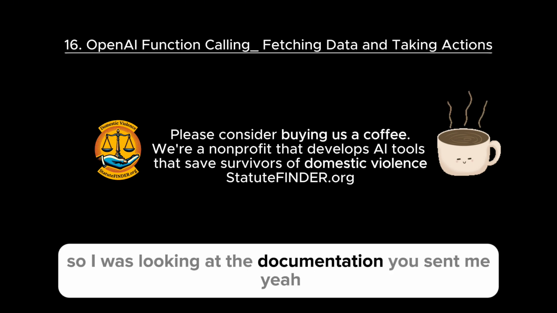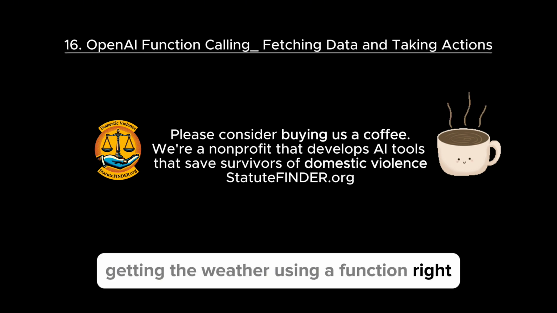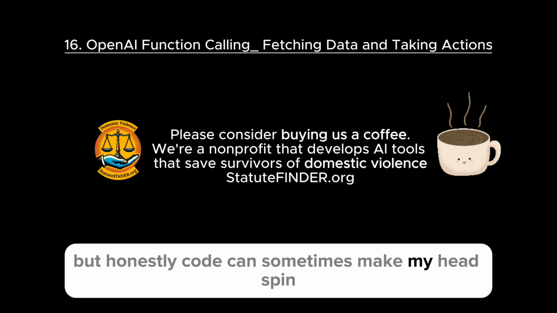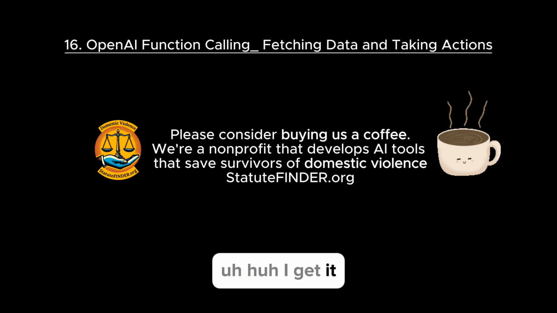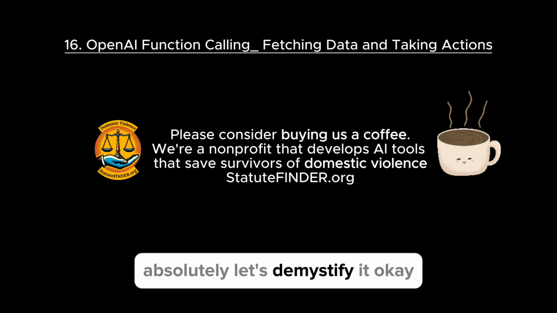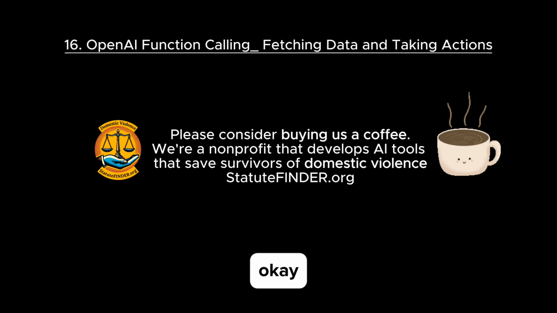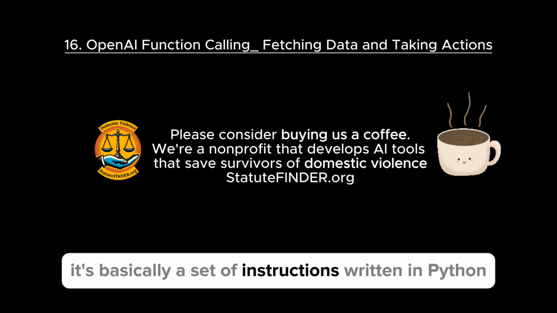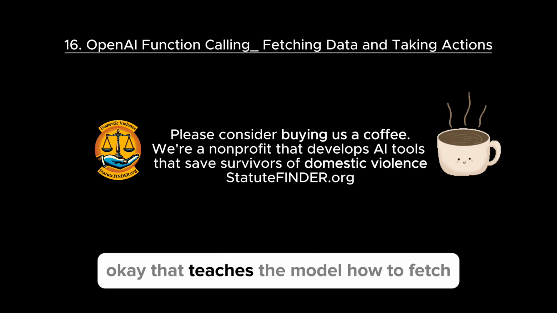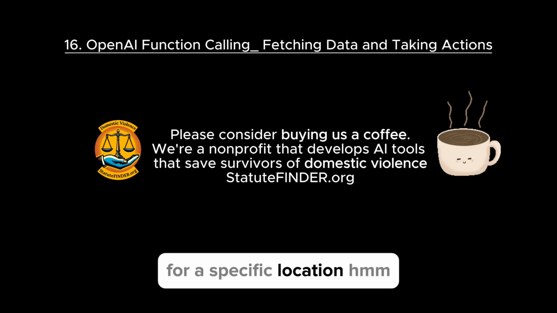So I was looking at the documentation you sent me, and there's this example about getting the weather using a function. But honestly, code can sometimes make my head spin. I get it. Can we break down that example and figure out what's going on under the hood? Absolutely. Let's demystify it. That getWeather function is a fantastic starting point. It's basically a set of instructions written in Python that teaches the model how to fetch the current temperature for a specific location.